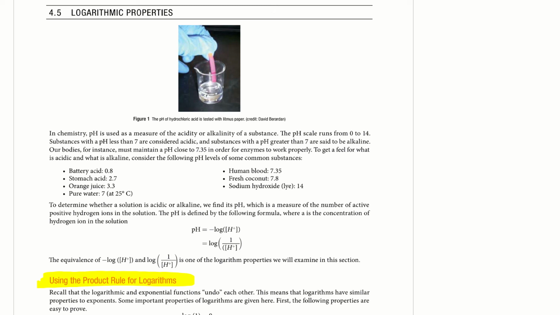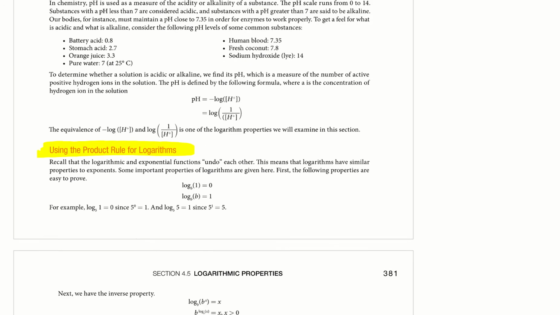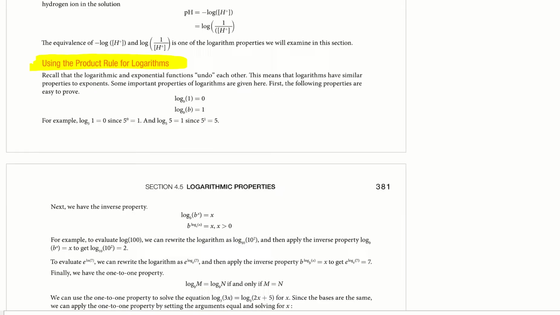Welcome, welcome. This is Chapter 4, Section 5, Logarithmic Properties. So the first property that we are going to examine is the product rule for logarithms.